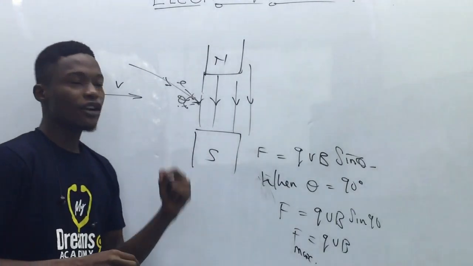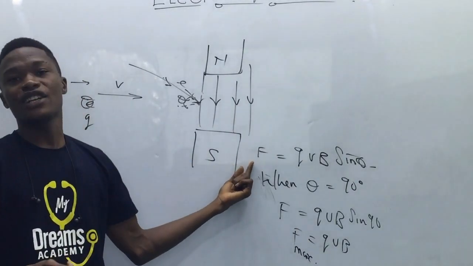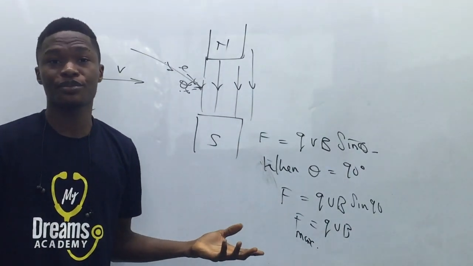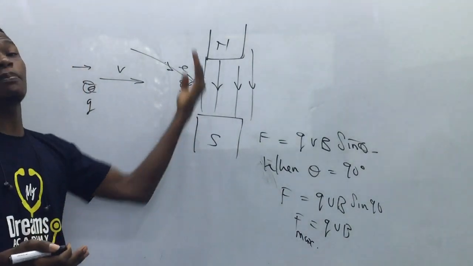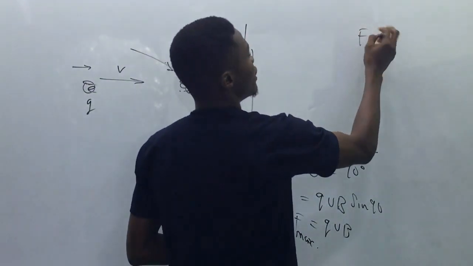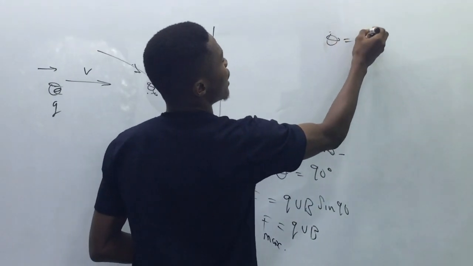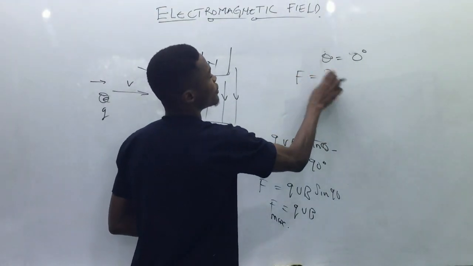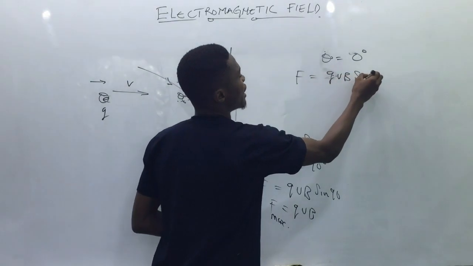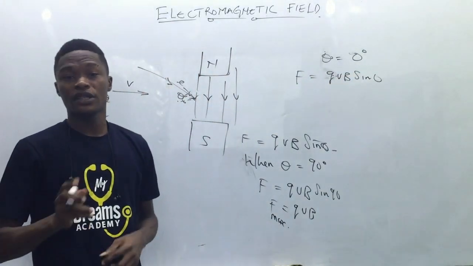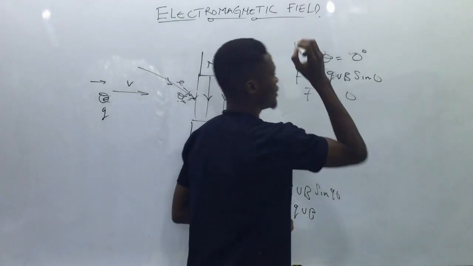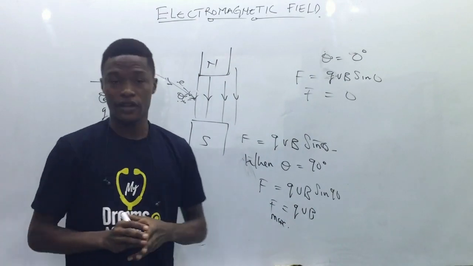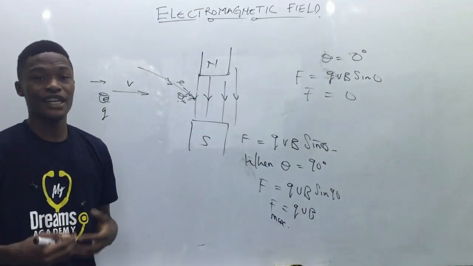Now at another time, what happens? Let's assume that this charge was not projected into the field. In other words, let's say it is projected at an angle of 0 degrees. That means it was projected parallel to the field. So if theta is equal to 0 degrees, the equation becomes F equals QVB sine 0. And of course, the value of sine 0 is 0, and the force becomes 0. So that means that there is no force on the charge when it is projected parallel to the field. It must interact with the field for it to experience a force.